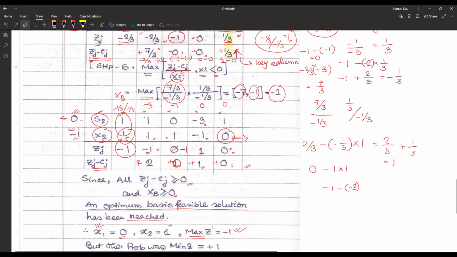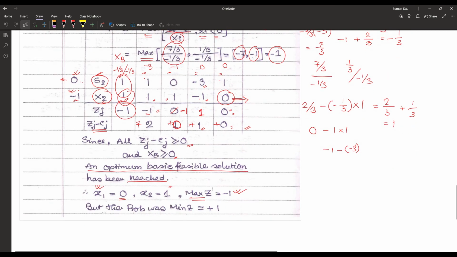But that is not the problem. The problem was based on minimization. So the final answer is: minimization of z, as maximization of z1 is equal to minus 1, must be plus 1, and x1 is equal to 0 and x2 is equal to 1. And that is the way the dual simplex method works.